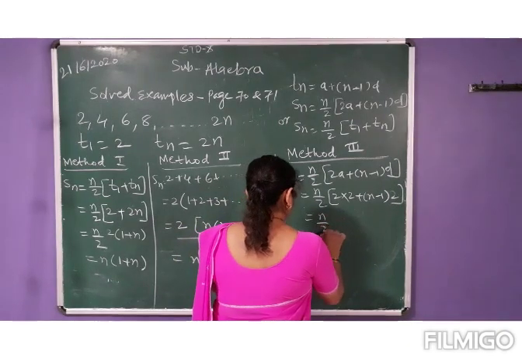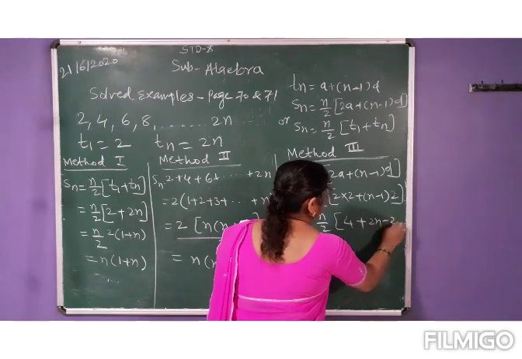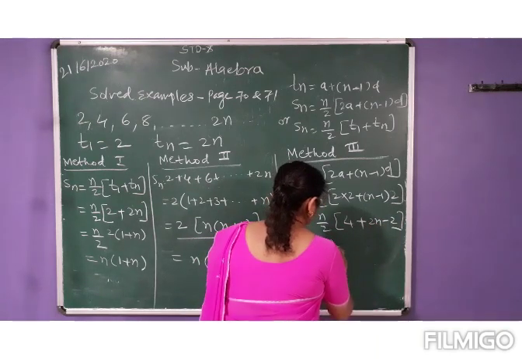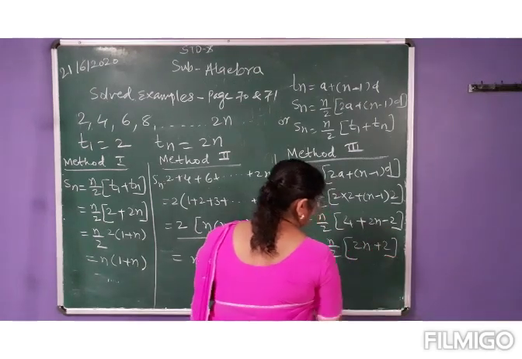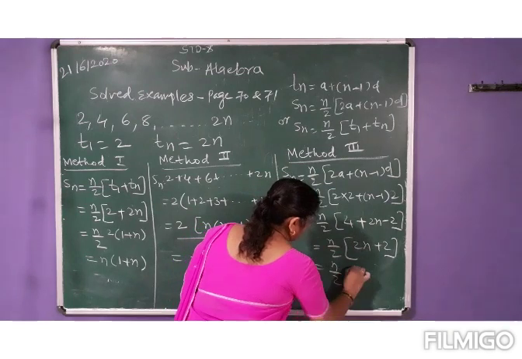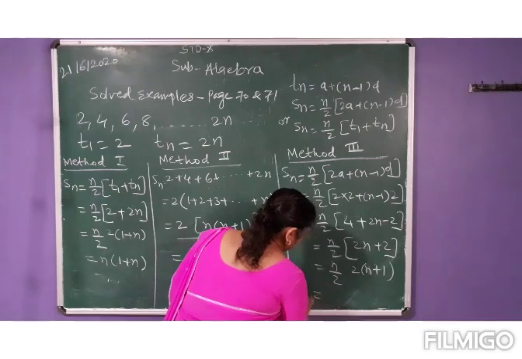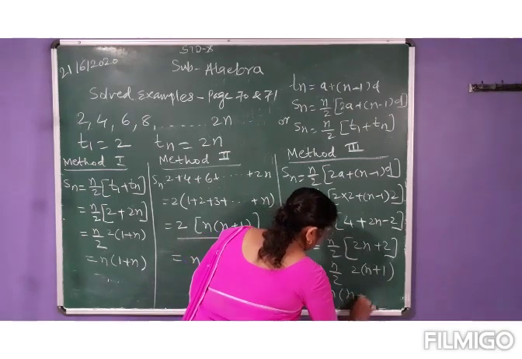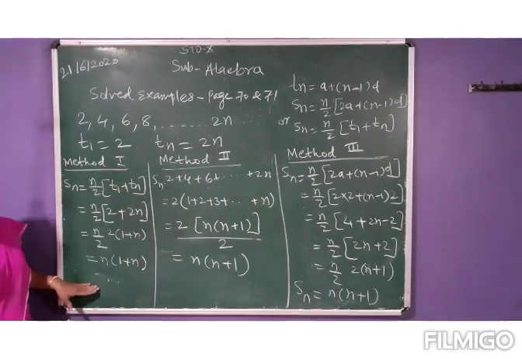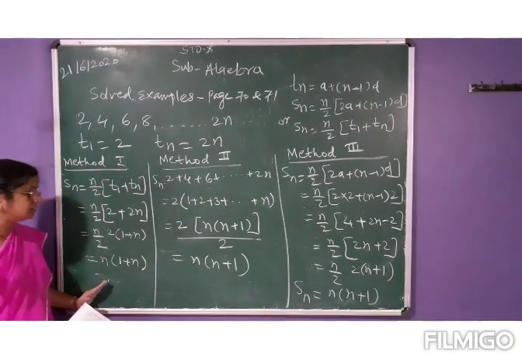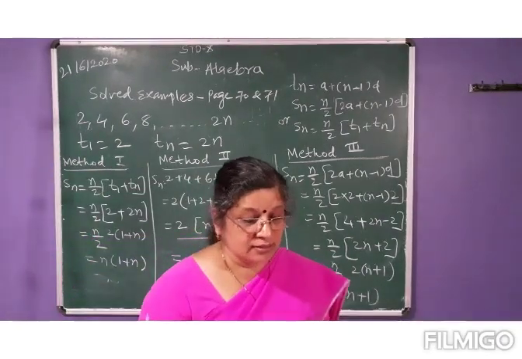So here n upon 2 into 4 plus, what will you get here? 2n minus 2. Now n upon 2, and here again 2n plus 2 you will get. Now again you take 2 common. What will you get here? n plus 1. 2 will get cancelled. So Sn is equal to n into n plus 1. So whichever method is used, your answer is the same. Okay. Now we will see the third sum.